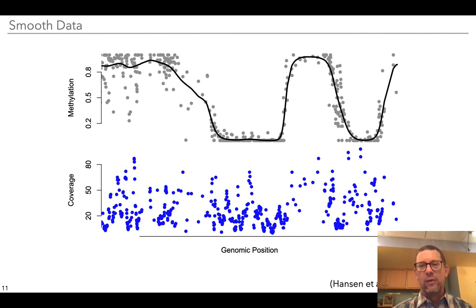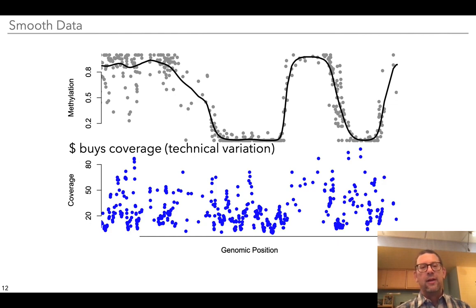When I see data like this, I always want to smooth it, and I would argue that at least for this particular genomic region, the black line is a quite faithful representation of the methylation level of individual CpGs. Perhaps with the exception of the region out here, where there's a little higher amount of variability around the line. This is important because in sequencing, we pay money to increase the coverage, or increase the height of the blue points below. And in some way, what we are doing is trying to reduce technical variation or sequencing variation by sequencing deeper.